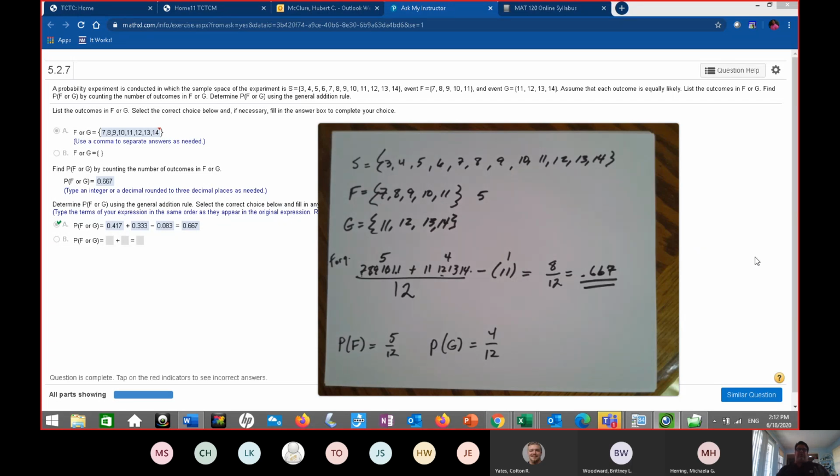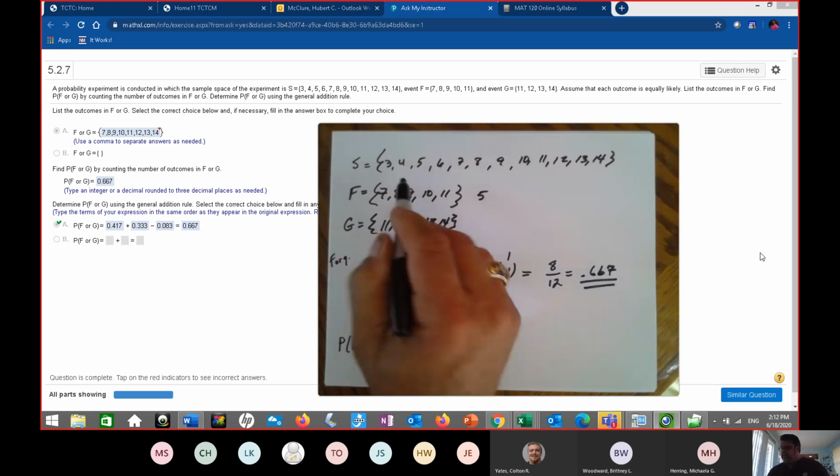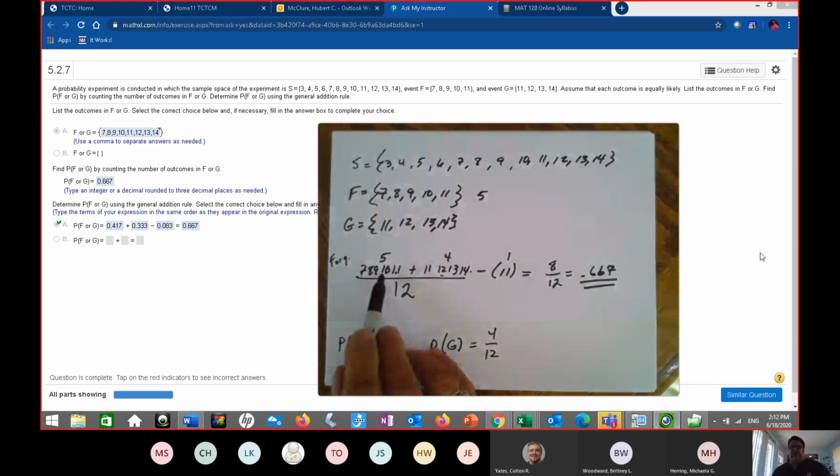It's not my favorite question. Why? Because when you're dealing with numbers like this, some people would go 7 plus 8 plus 9 plus 10 plus 11, and they get it all confused. That's why I don't like using it. Does that help? Yes, sir. It helps.